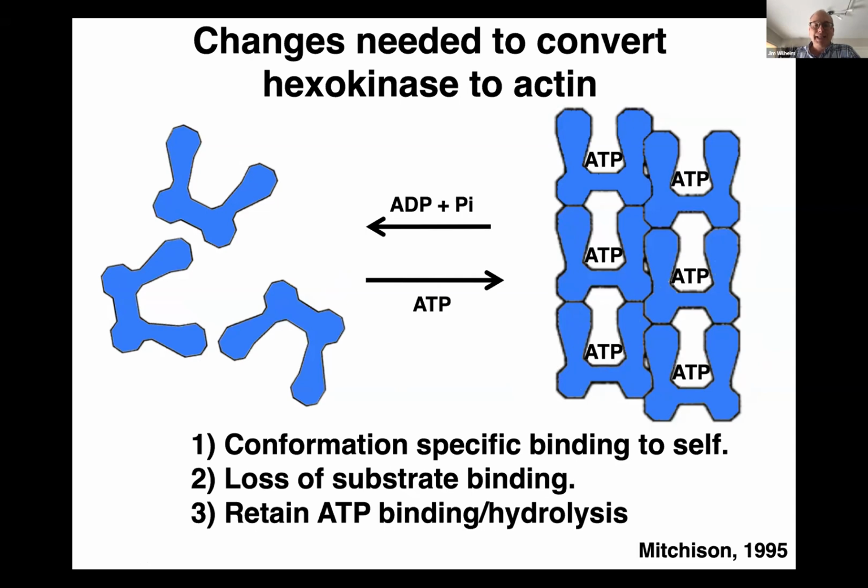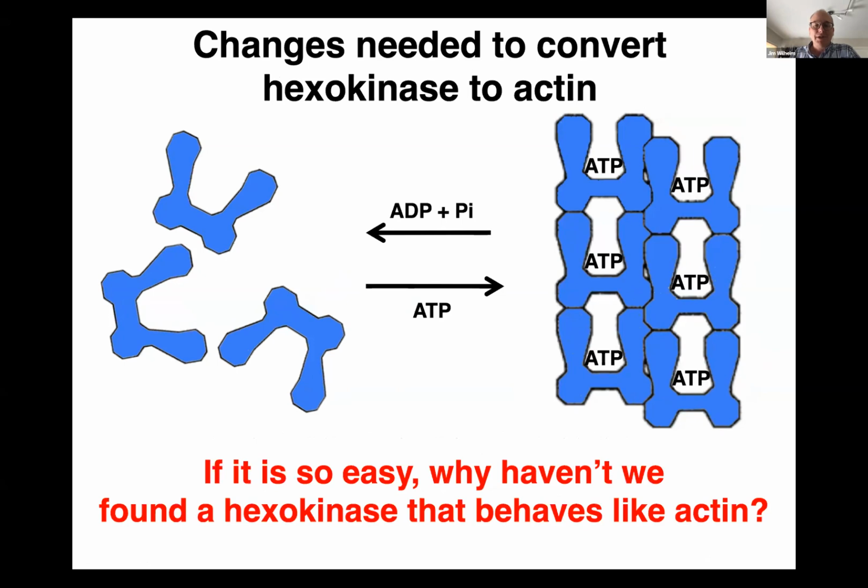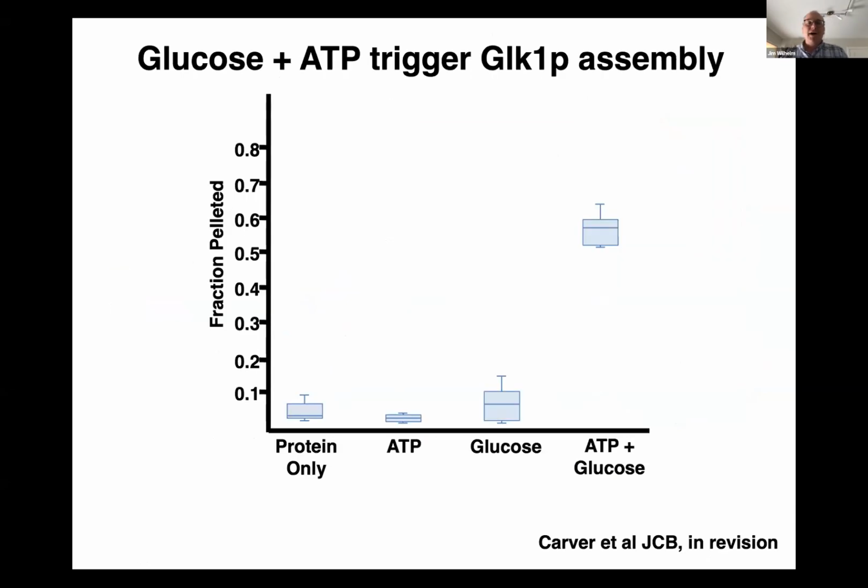And given the ease with which proteins can polymerize, the question was, well, if it's so easy to make all these polymers, why haven't we found something that's structurally analogous or structurally related to actin that can undergo regulated polymerization? So finding glucokinase in our screen was particularly interesting. So we began to investigate its polymerization properties.